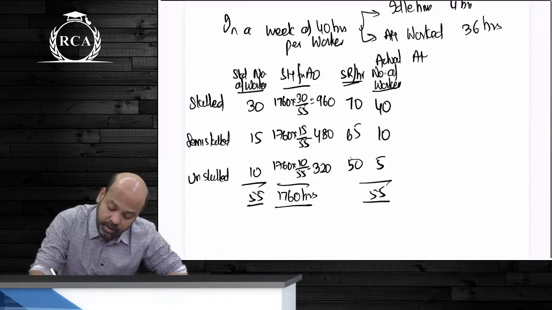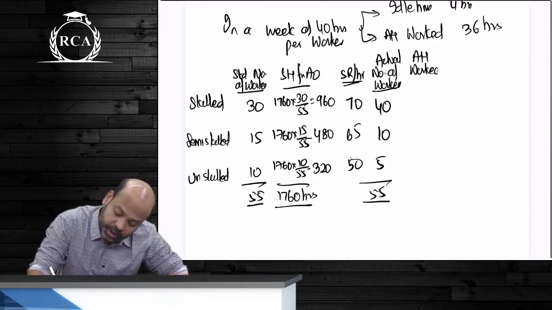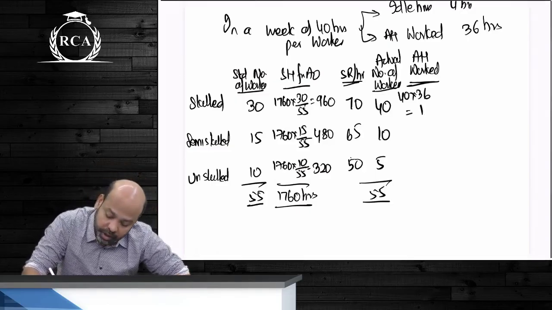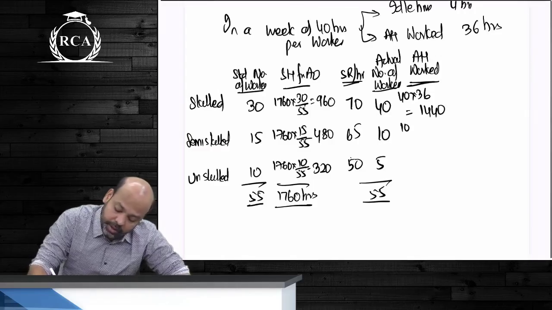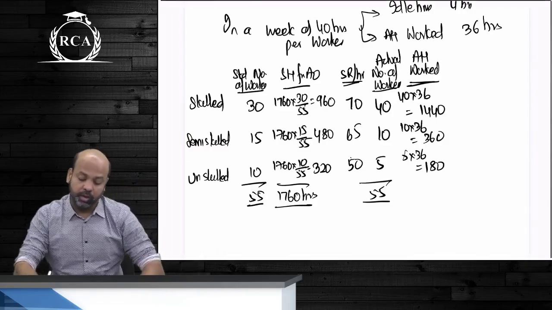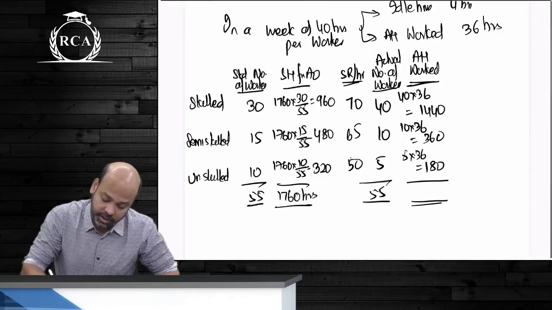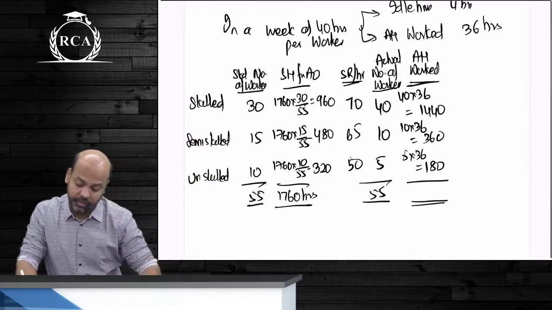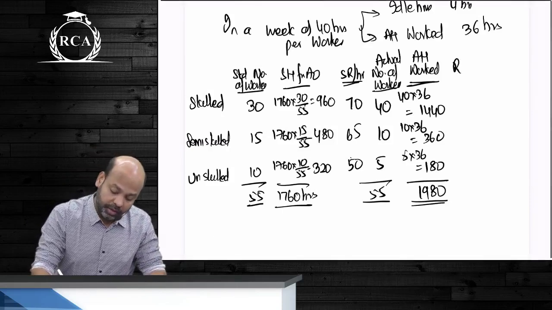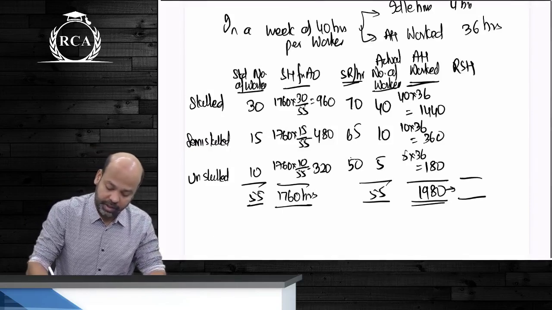Actual hours worked, you know that each worker is working for how many hours? 40 into 36, that will be equal to 1440. 10 into 36 is 360. 5 into 36, 180. This will be your actual hours worked. So this will become 1440, 1980 in total.